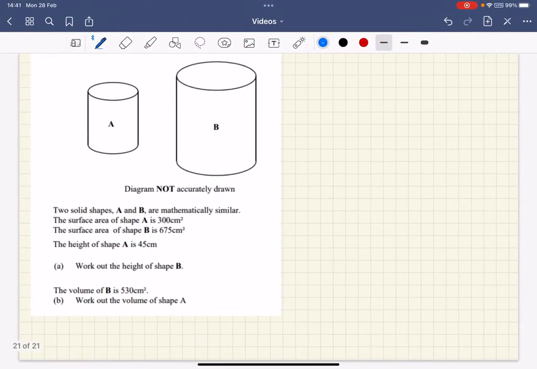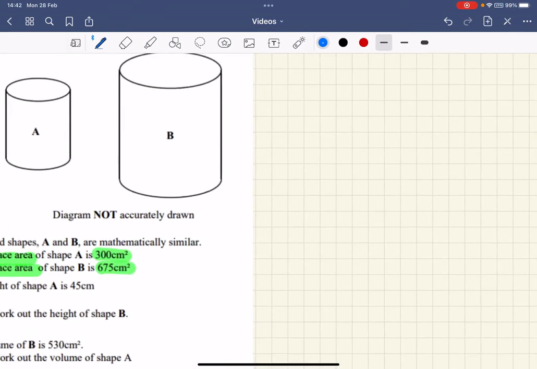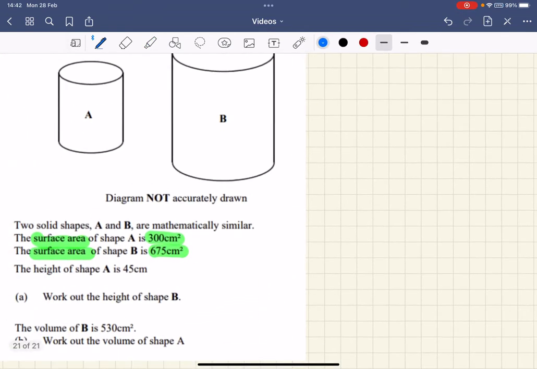In this video, we're going to look at similar volume and similar area of similar shapes. So if we look at this information, we know that shape A has a surface area. Let's just highlight that. The surface area of shape A and the surface area of shape B. So I'm just going to make a little ratio table to solve this. So I know that the area is 300 to 675.